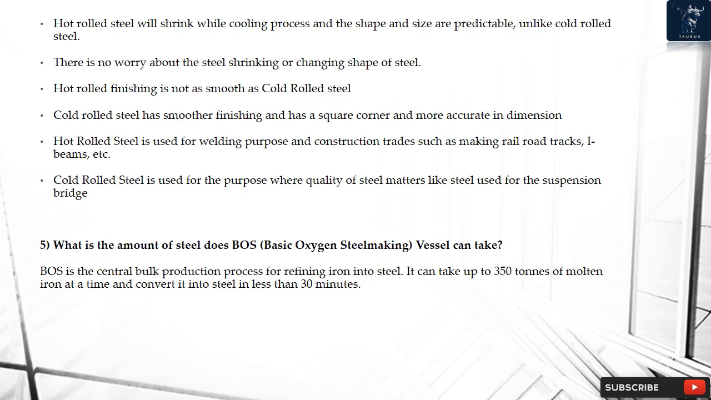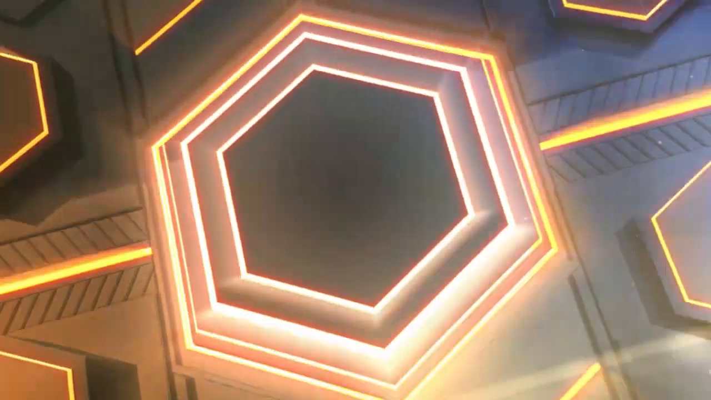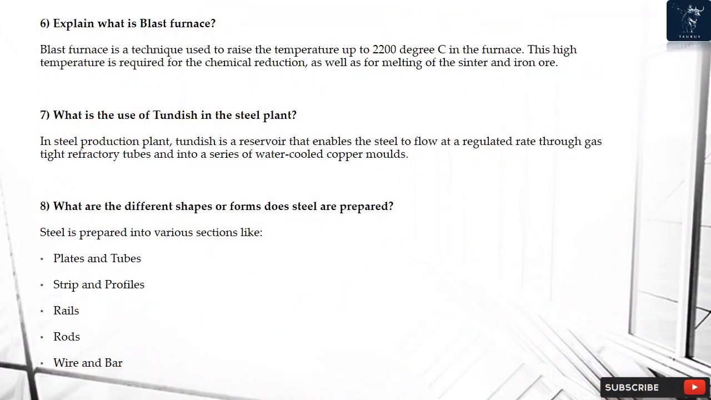5. What is the amount of steel a BOS, basic oxygen steelmaking, vessel can take? BOS is the central bulk production process for refining iron into steel. It can take up to 350 tons of molten iron at a time and convert it into steel in less than 30 minutes.